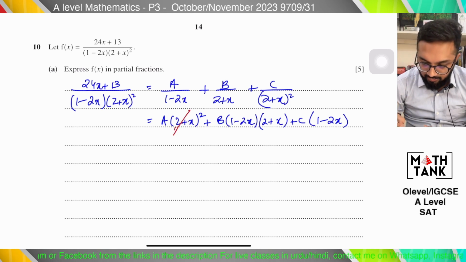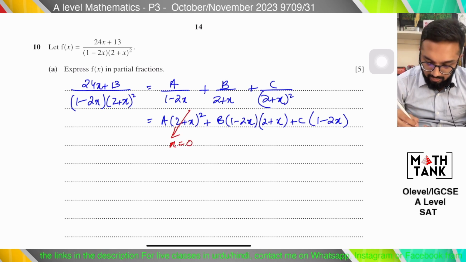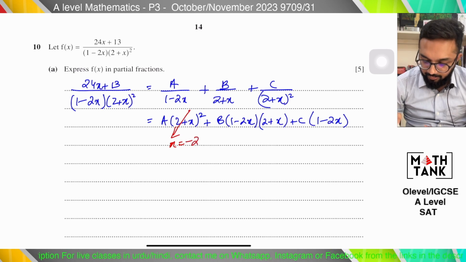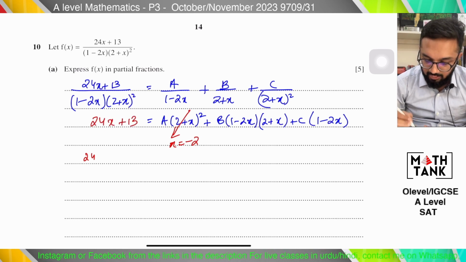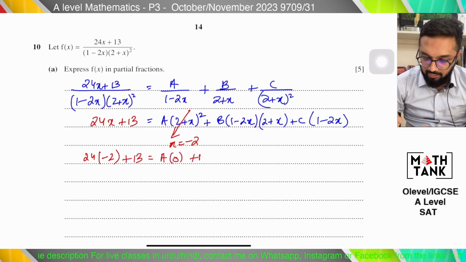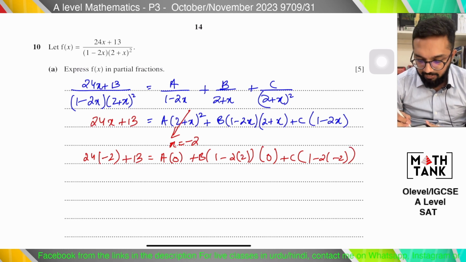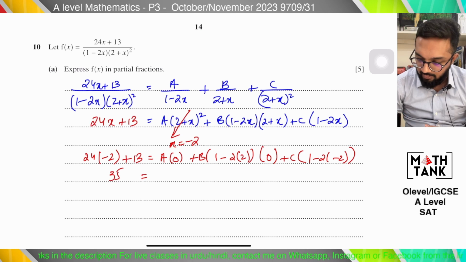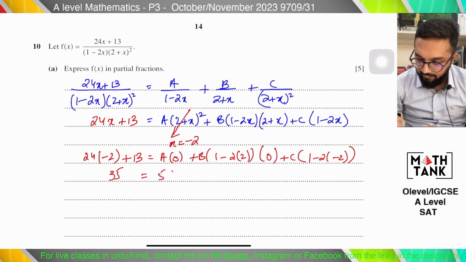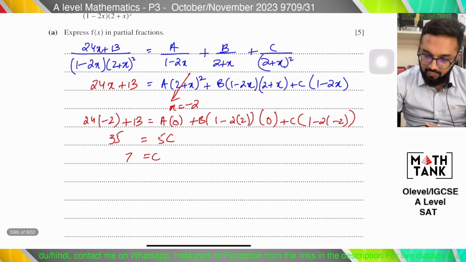So equating this bracket to 0 gives me x equals minus 2 to make this bracket 0. So I'm going to do 24x plus 13 here. 24 times minus 2 plus 13, a into 0 plus b into 0 plus c into 1 minus 2 times minus 2. So minus 48 plus 13 gives me minus 35, and I have 5c, so c is equal to minus 7.